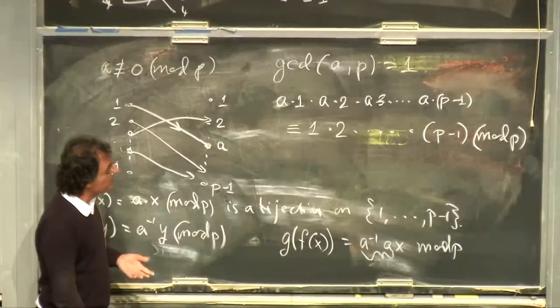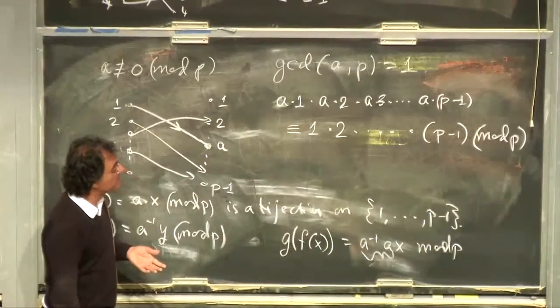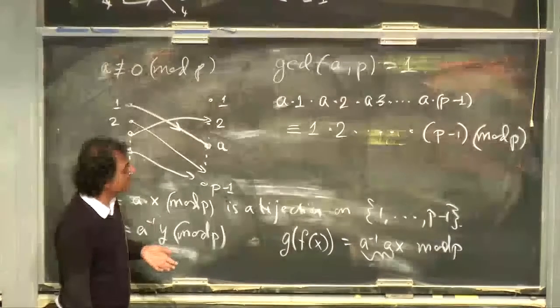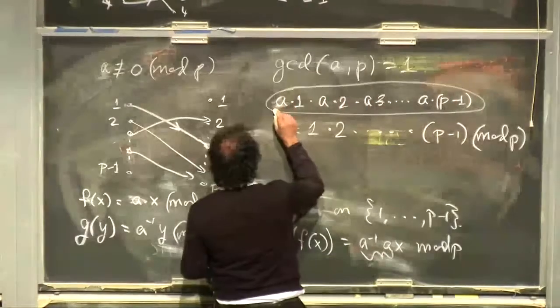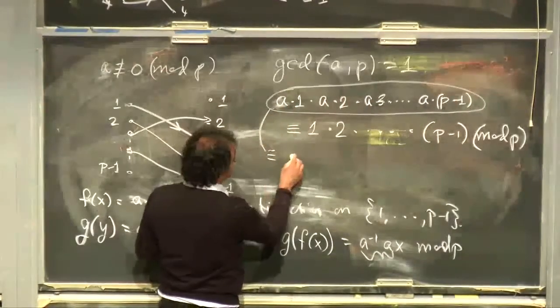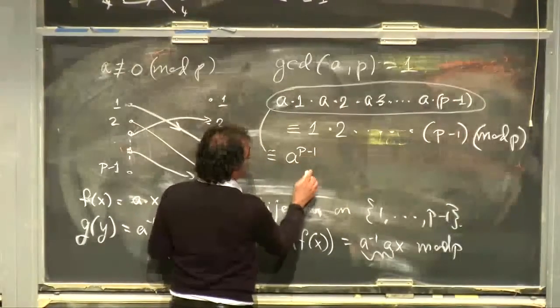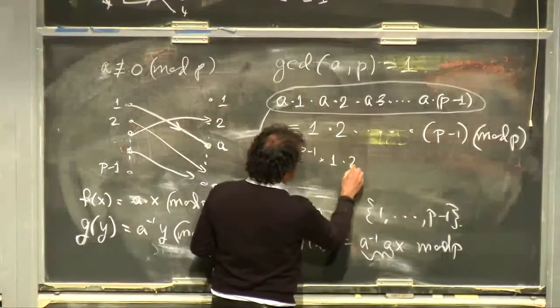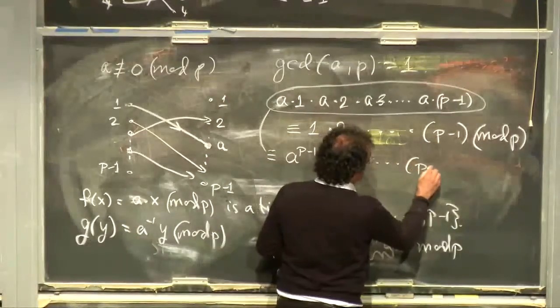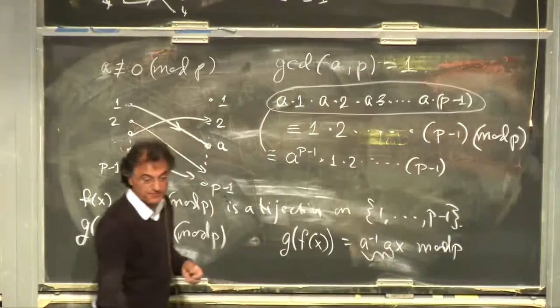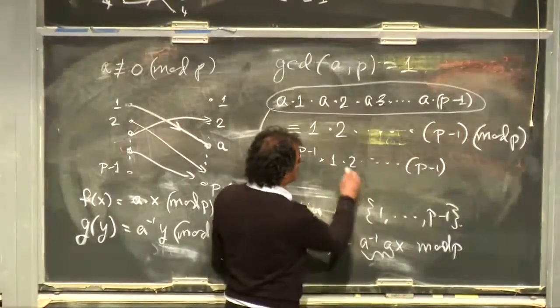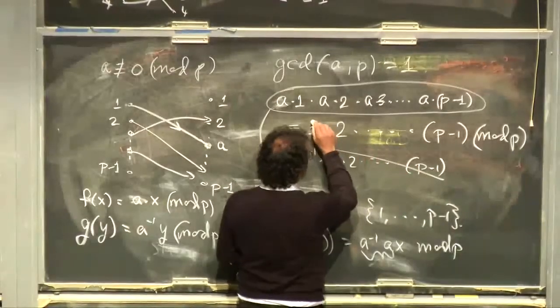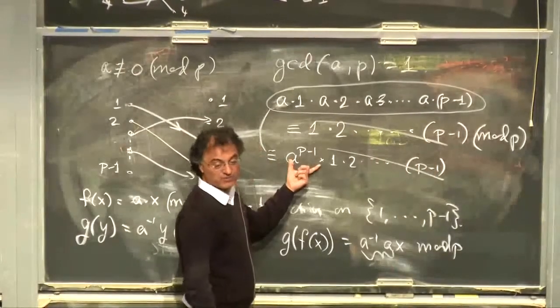Okay, so now the next thing we do is we say this left-hand side is the same thing as a raised to the power p minus 1 times 1 times 2 times so on up to p minus 1. Right? And now we want to cancel the 1 times 2 through p minus 1 from both sides and say a to the p minus 1 was 1.